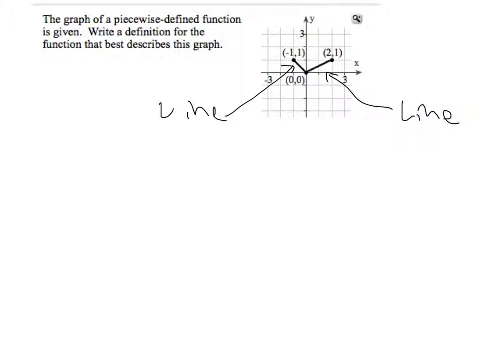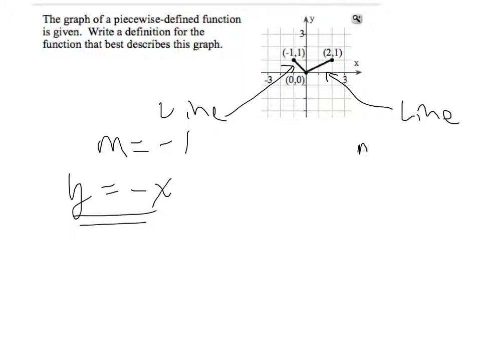So the line on the left, since it goes through minus 1, 1 and 0, 0, we know the slope of the line over there is negative 1. That's just rise over run. We have rise of negative 1, run of 1, so negative 1 divided by 1 is negative 1. And it goes through the point 0, 0. And so if I use my point slope form, I'll come up with this as the equation of the line on the left, y equals negative x.